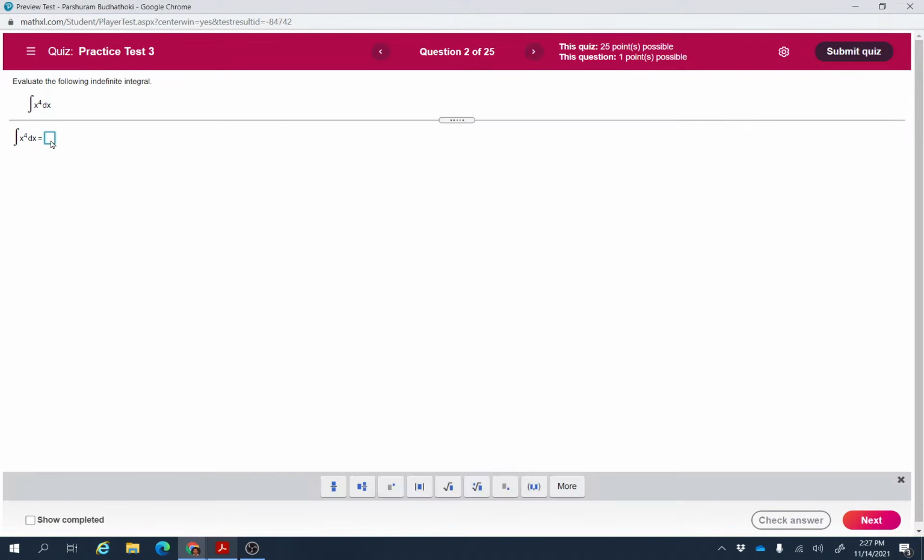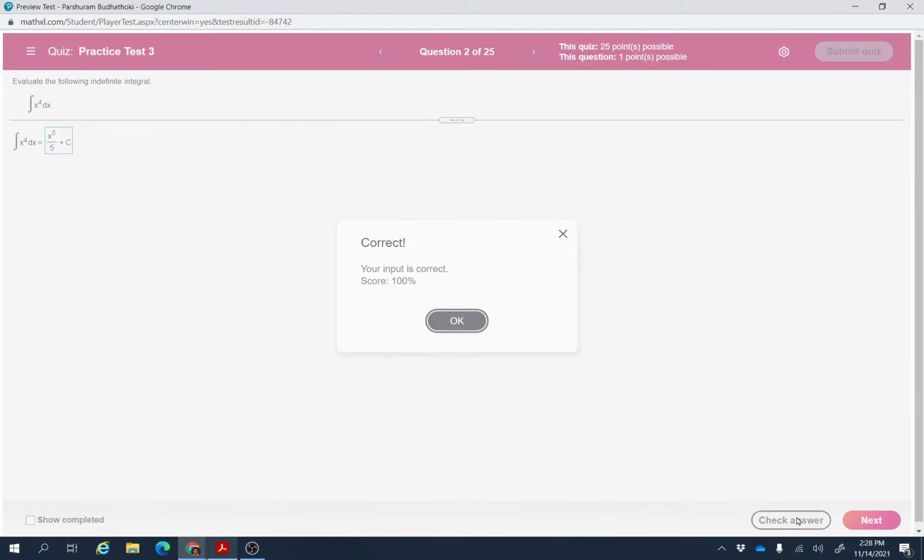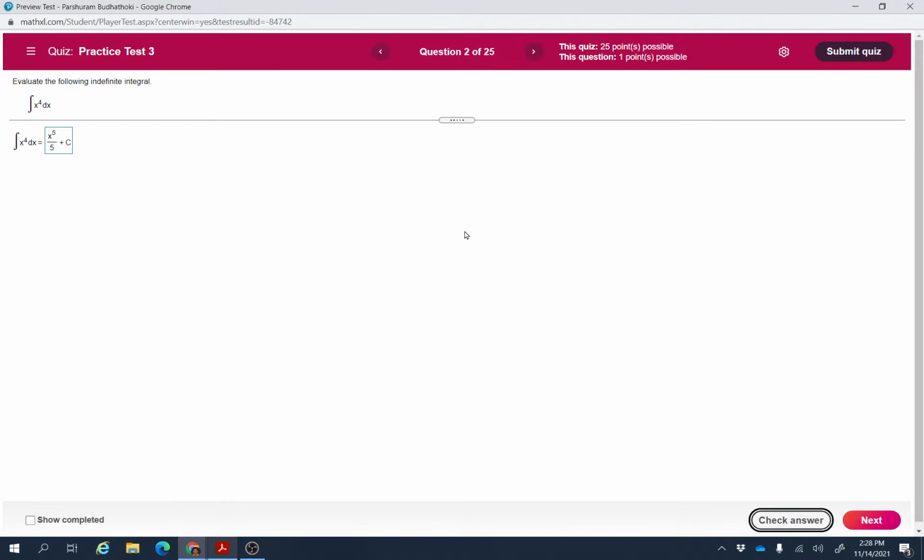Okay, this is x to the power 4, so we can use the power rule. It would be x to the power 5 divided by 5. That's the power rule for the indefinite integral, and then there should be the constant of integration c. That's the answer.